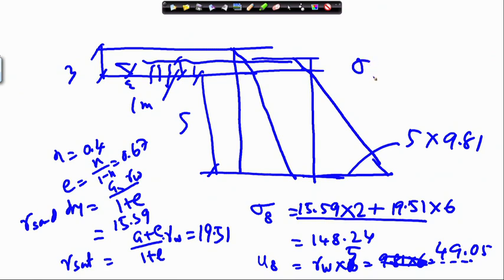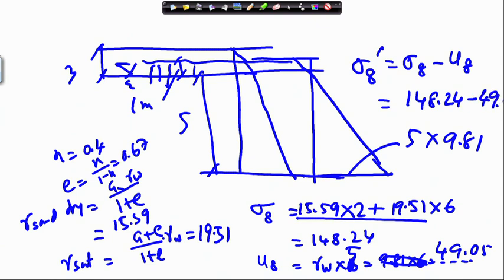So, at this depth, what is the sigma 8 dash? It will be sigma 8 minus u 8. So, it will be 148.24 minus 49.05, and that gives you 99.19.